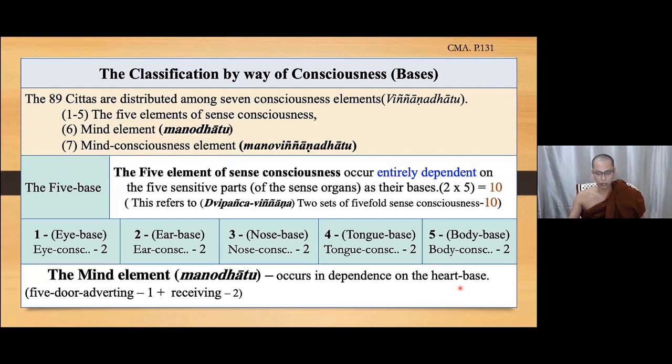This is the nature of consciousness, which is called Chitta Niyama, the law of consciousness. We cannot make them arise dependent on other bases of our own choosing. So the three consciousnesses of the mind element all arise depending on the heart base whenever they arise. These are the two groups: the sense consciousnesses 1 to 5 based on the sense bases, and then the mind element as the second group. And the last one is the mind consciousness element.